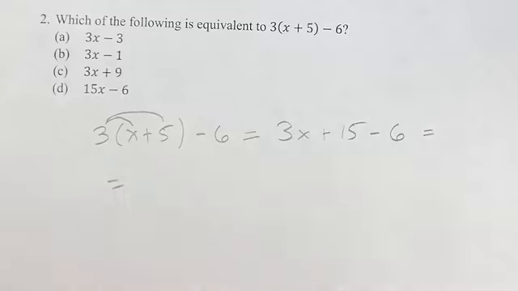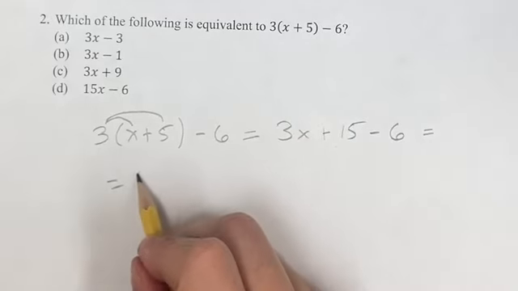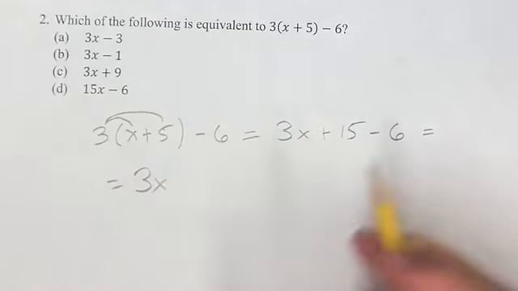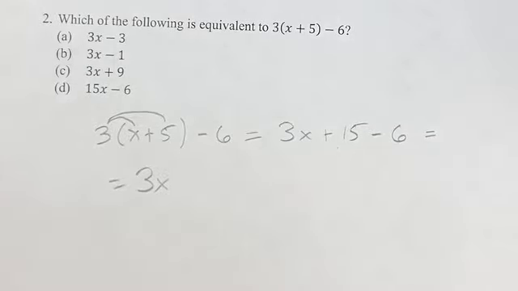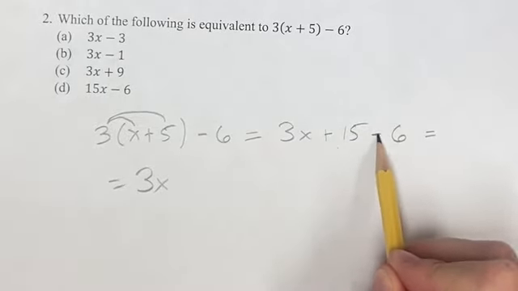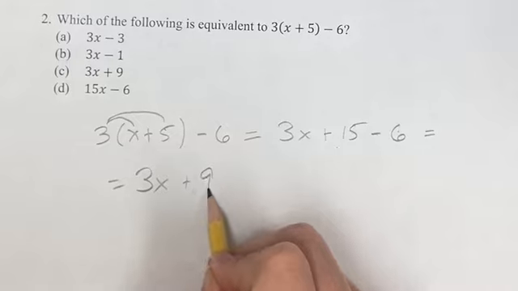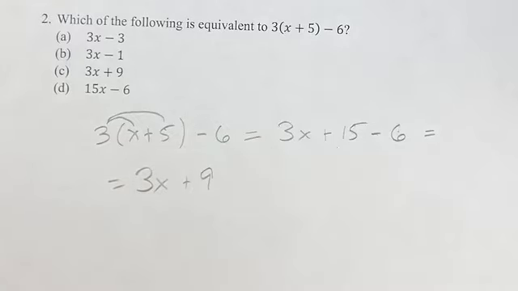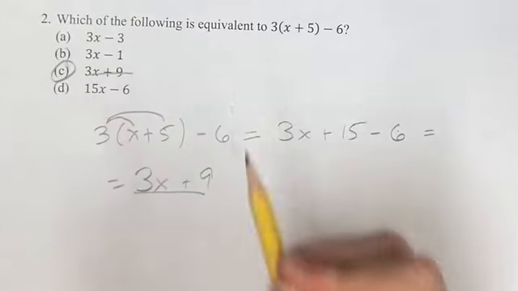So we want to combine like terms. There's only one term with x in it, so 3x gets to stay on its own. And then we have two constants, so we just add those. So you have plus 15 minus 6, which is going to be plus 9. 15 minus 6 is 9. And your final answer is going to be 3x + 9, which means that C is going to be your final answer.